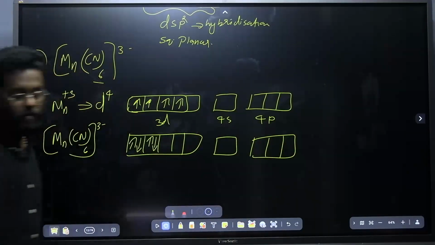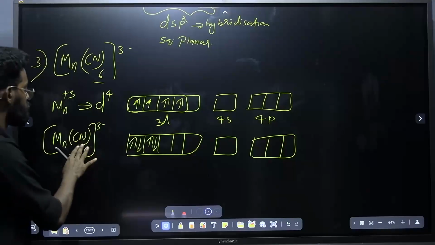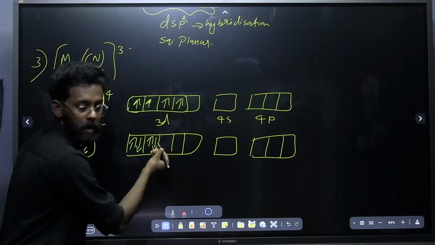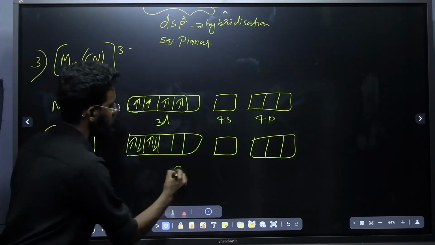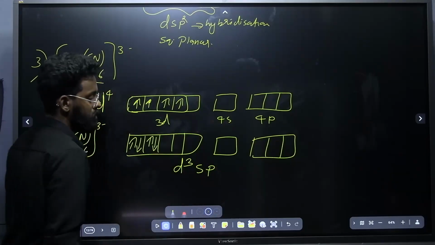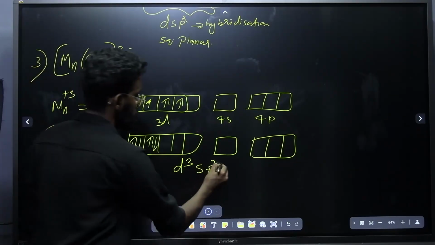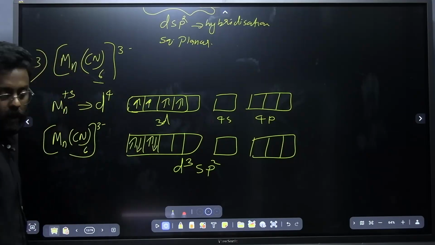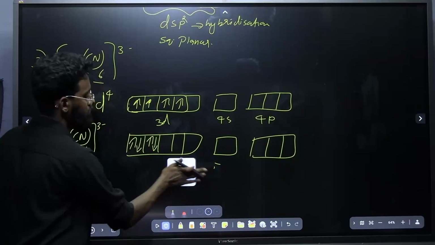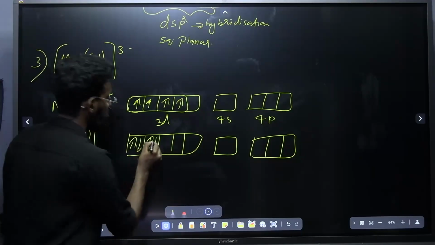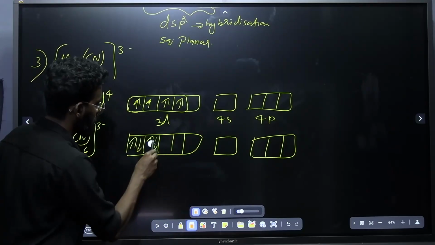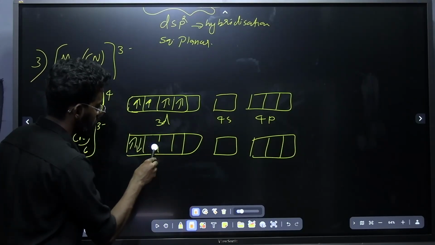If I do this type of pairing, what is the hybridization? We need 6 vacant orbitals. Actually here you can see there are 3 vacant orbitals. Can I write the hybridization as d3sp2? There is no hybridization such as d3sp2. So what I will be doing is, I won't be pairing one of the orbitals. What I will be doing is unpairing this one.